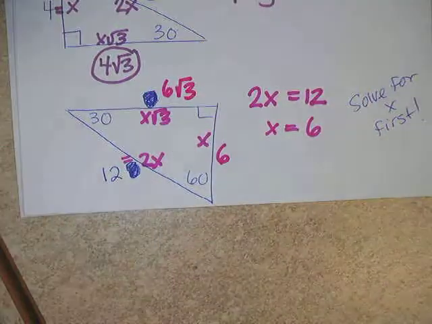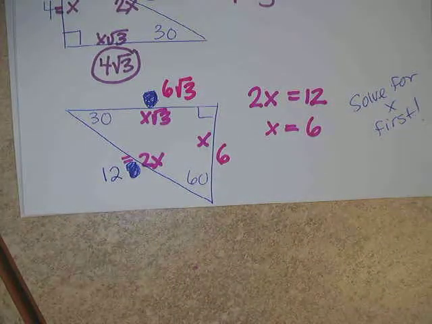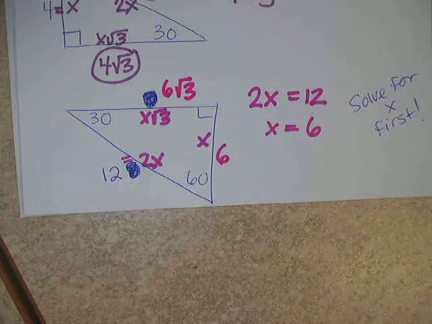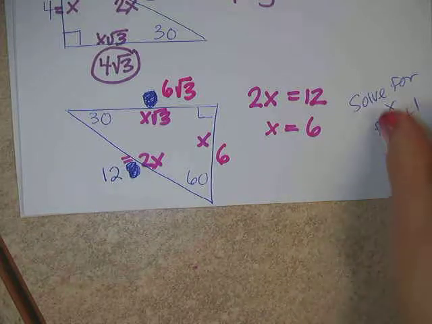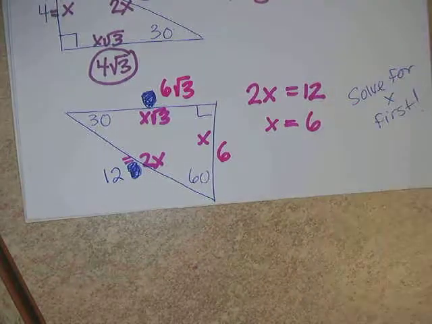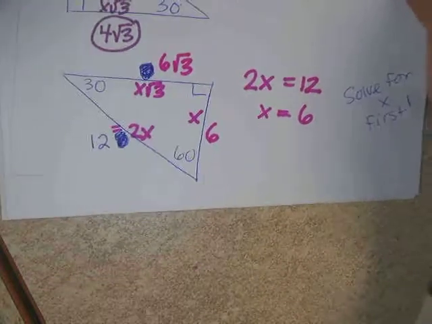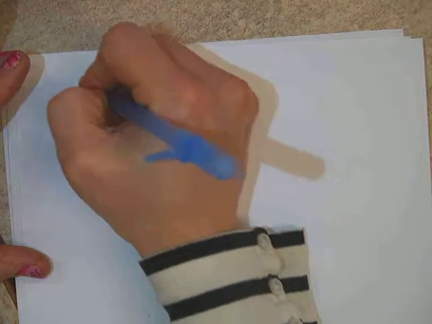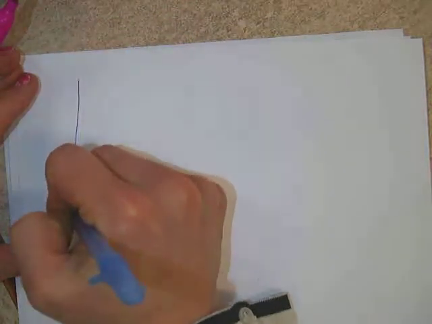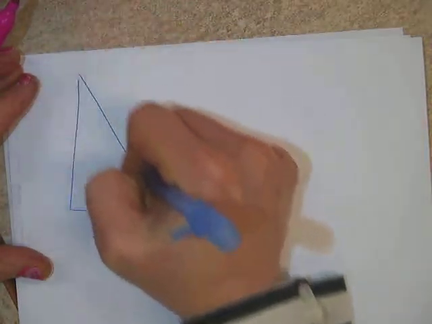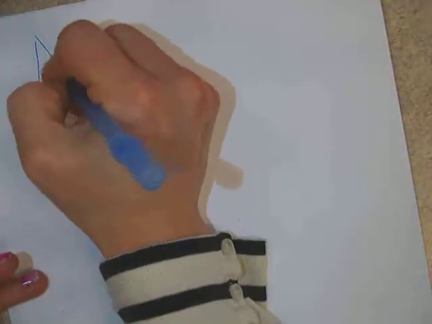And then we would go up to the side that's our x radical 3 and plug x in. So that should be 6 radical 3. So far, so good? All right. Worst case scenario.